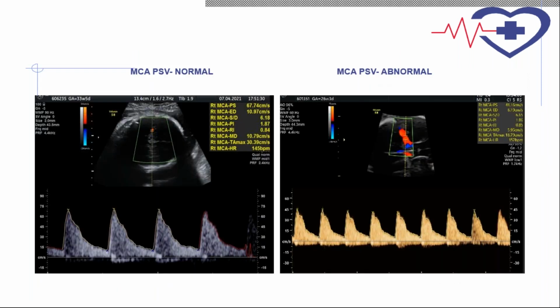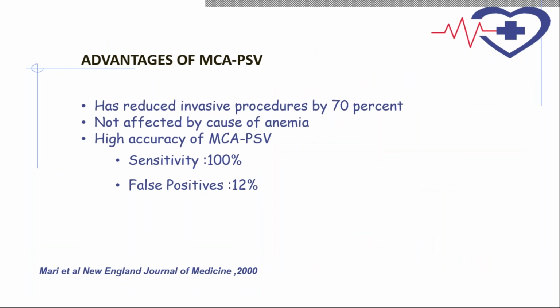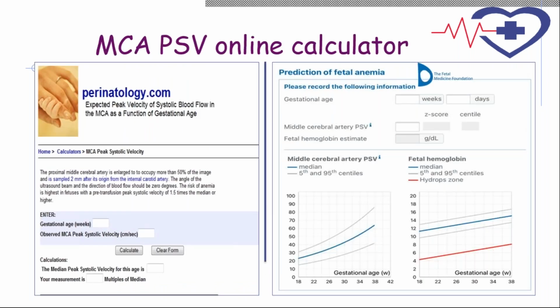Okay, next slide, please. So we have these online calculators available now, and we put in the gestational age, we put in the peak systolic velocity, and we have a fairly good idea what is the 1.5 MoM, and whenever it crosses the 1.5 MoM, we have to make active interventions.